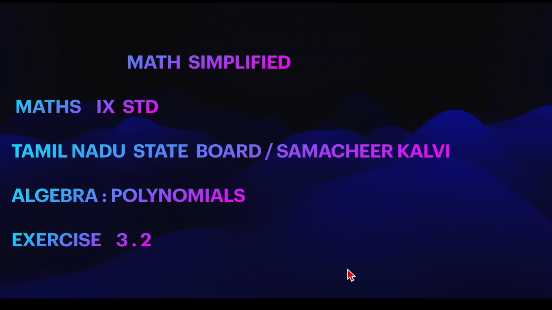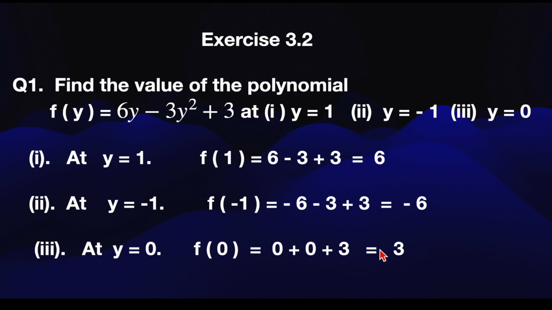Simplified for 9th standard. We are studying algebra, polynomials, exercise 3.2. Find the value of the polynomial p(y) = 6y - 3y² + 3 at y = 1, y = -1 and y = 0. So let's do the first one, y = 1. Put the value of y = 1 in this polynomial.